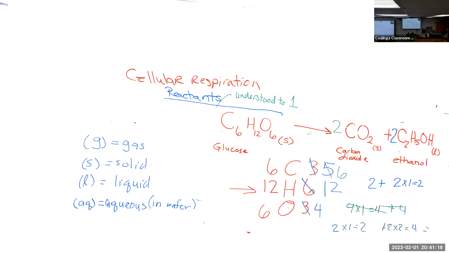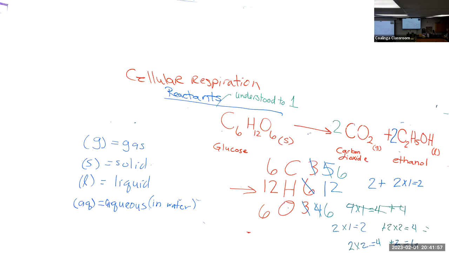Okay, now we have to look at the oxygens. So I have 2 times 2. Okay, so that's 4. And then 2 times 1. So that's a total of 6. Okay. Those are hard ones. Don't worry about it. I'm giving you guys hard ones. Then we'll work down to the easy ones.